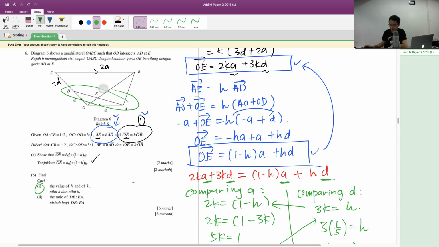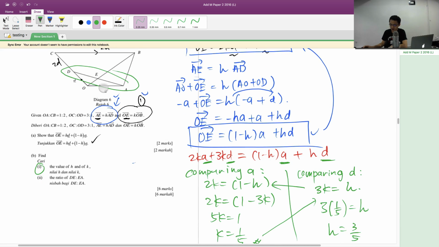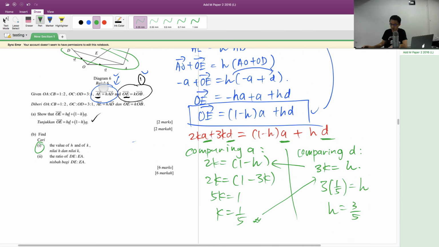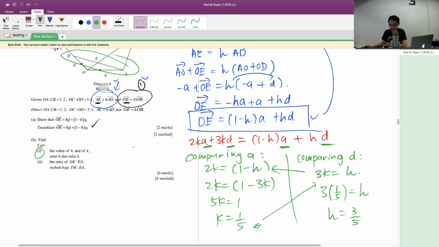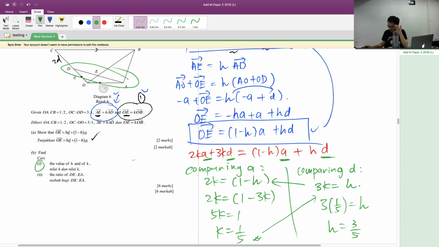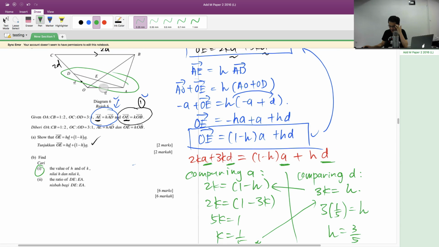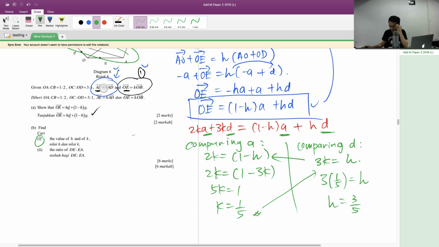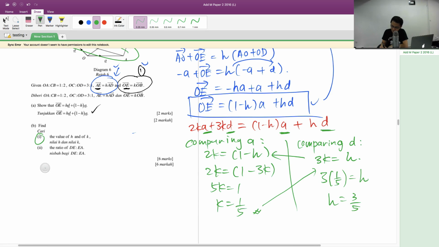So in order to do that, what I will do over here is, definitely you can straight away use DE and EA if you want. I believe you still be able to get the answer. I think yes. Yeah, you can do this. Let's say I want to do DE equals to lambda EA. Okay, DE equals to DO plus OE equals to lambda EA equals to EO plus OA.